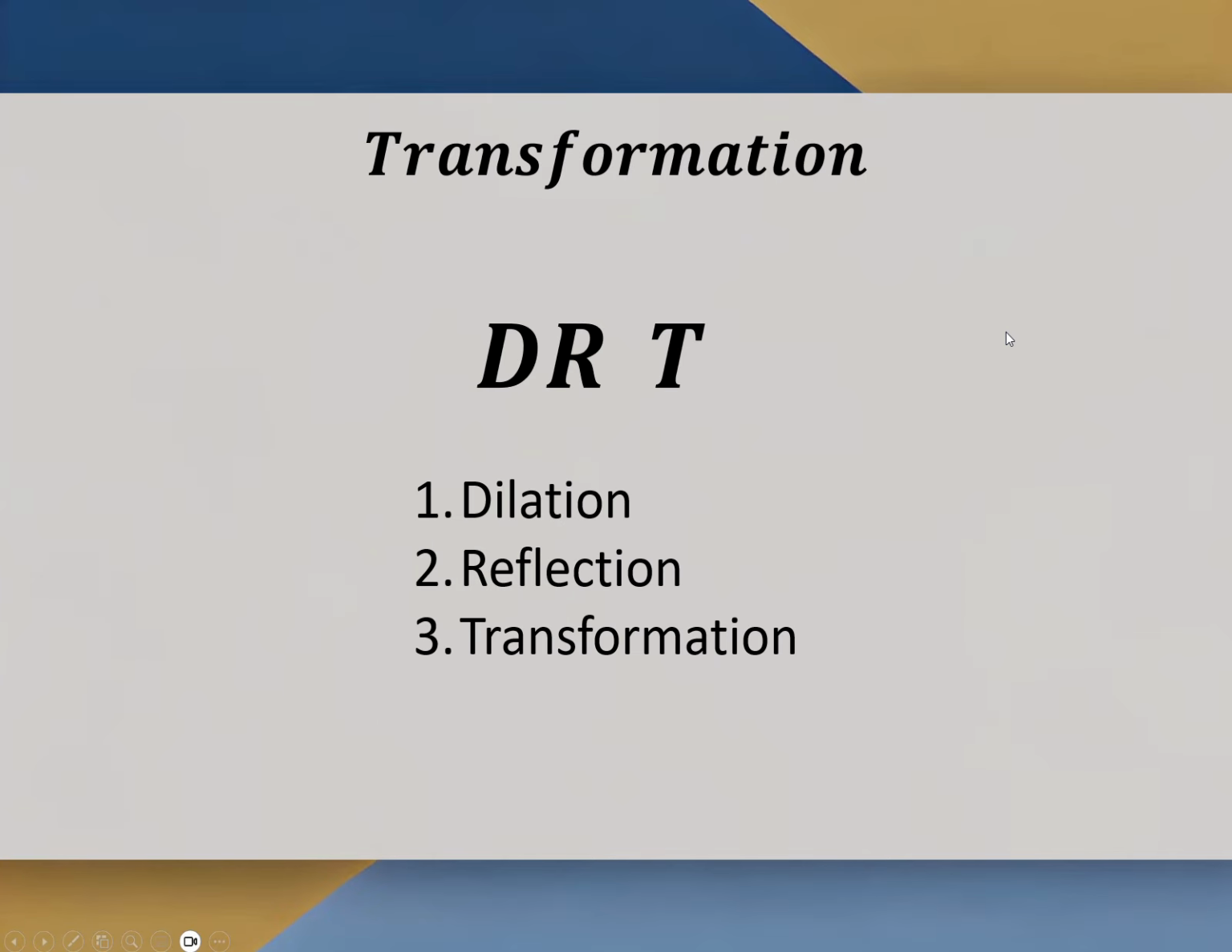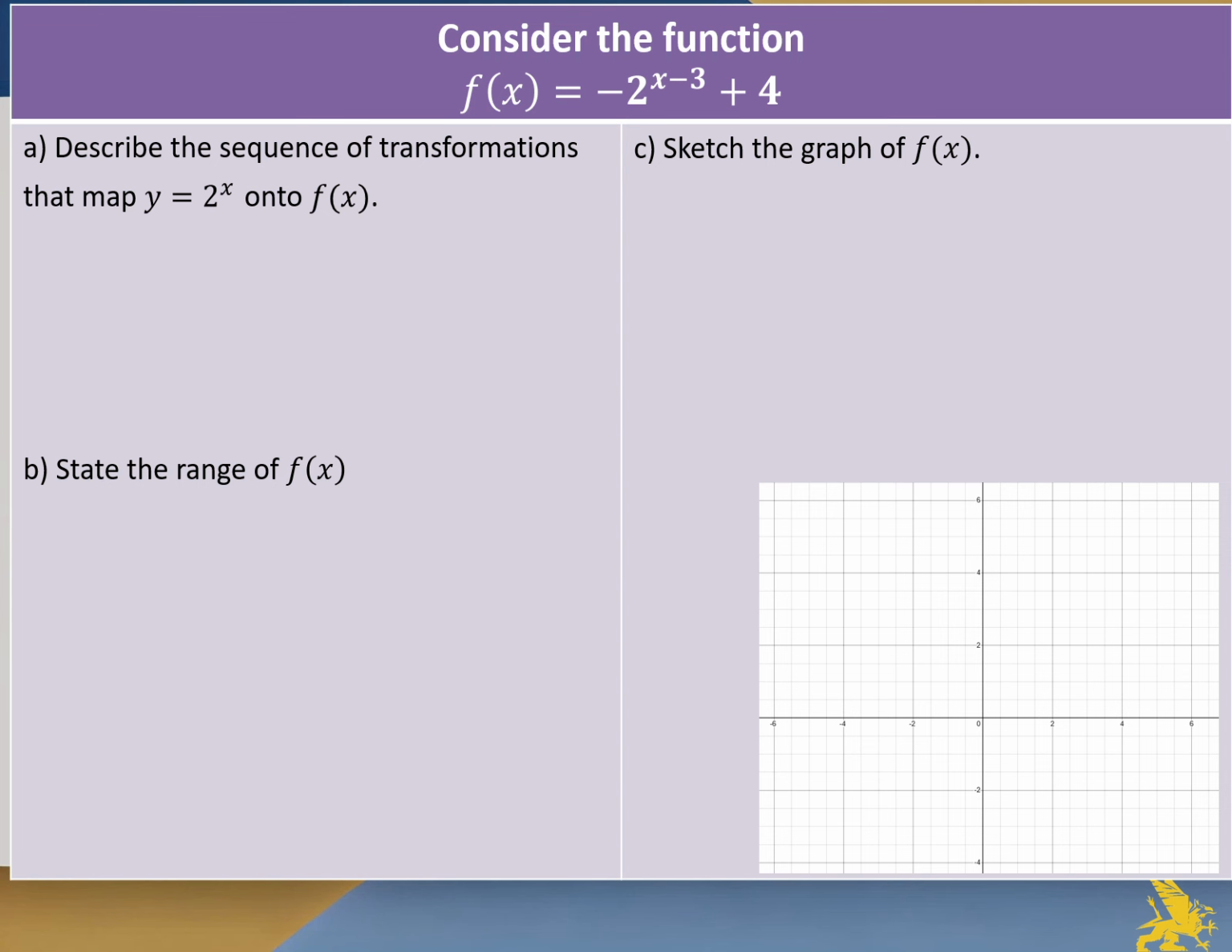To understand transformation, we need to be looking at dilation, reflection, and translation in this order. We can flip between reflection and dilation, but translation has to be last. So if Dr. T helps you, keep it in the back of your mind: Dr. T. So let's start off. We've got f(x) = -2^(x-3) + 4. The first thing I'm going to be doing is looking for the sequence of transformations that map y = 2^x onto f(x).